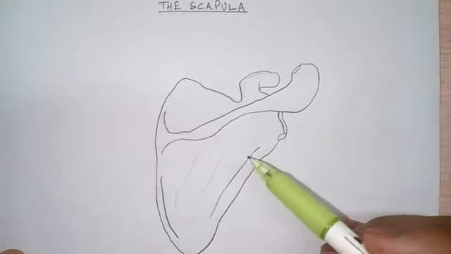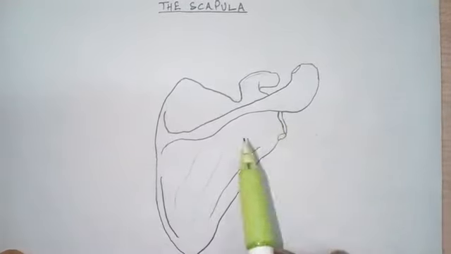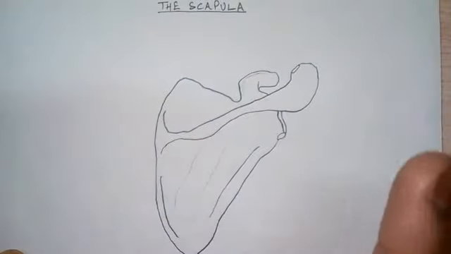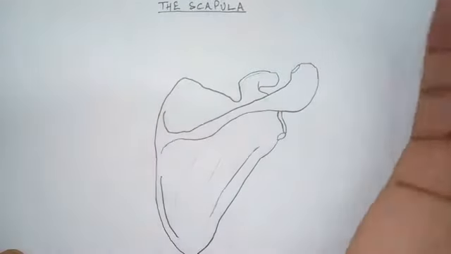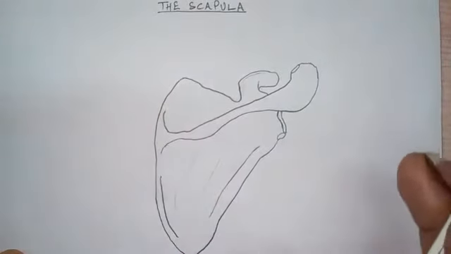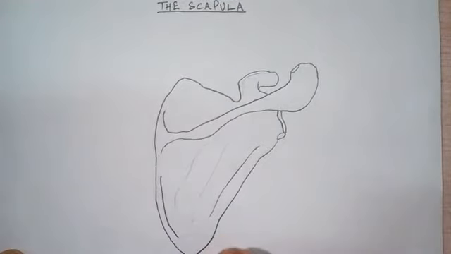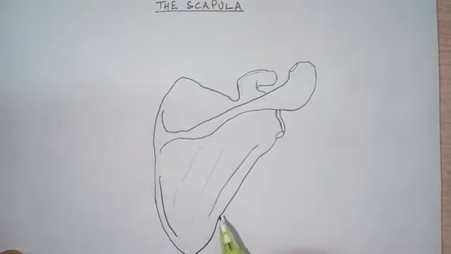So basically, scapula has two surfaces, as you know. One is the dorsal surface and the other one is the costal surface, or you can say anterior surface. Posterior surface is the dorsal and anterior one is the costal. Costal means it is towards the ribs, so it is called costal surface. The anterior surface is the costal surface.